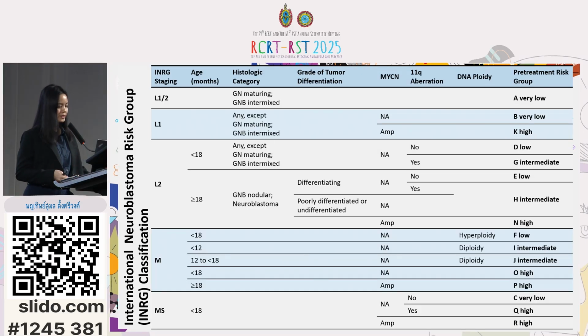After we cover staging, let's move on to the next step, risk stratification. Staging tells us where the tumor is, but risk stratification helps guide treatment decisions by assessing patients' overall prognosis. I will introduce the International Neuroblastoma Risk Group, or INRG classification, which classifies pre-treatment risk into 4 groups: very low, low, intermediate, and high risk.